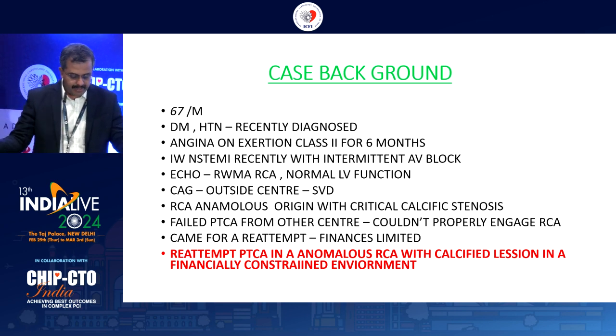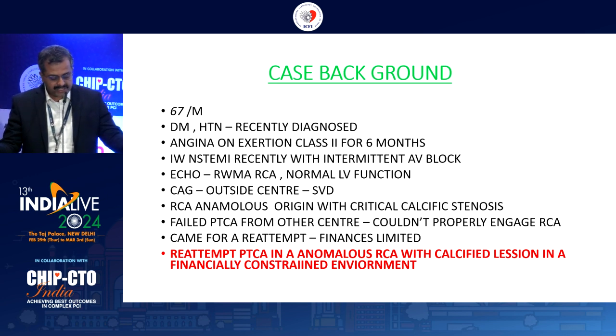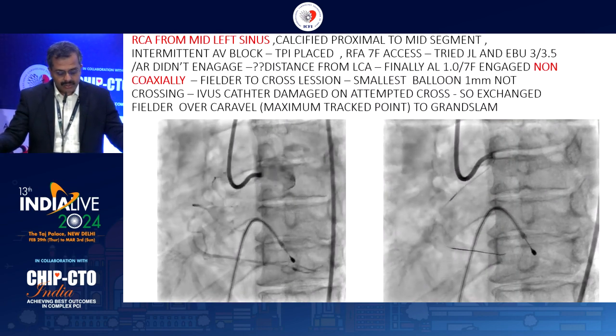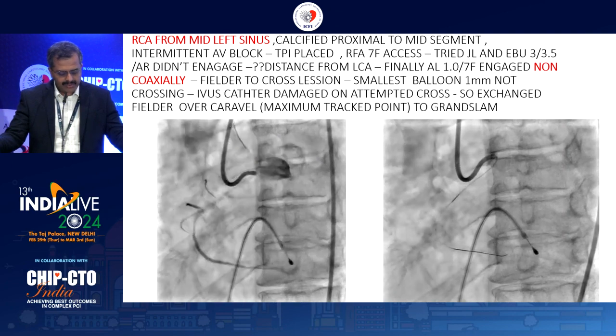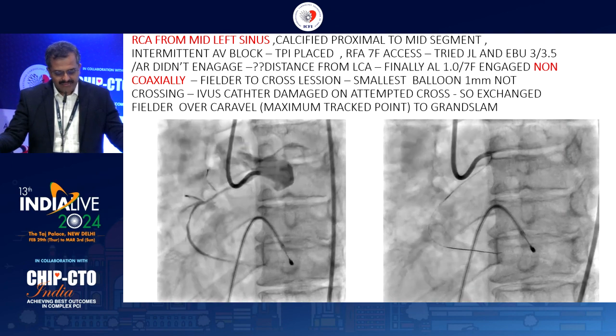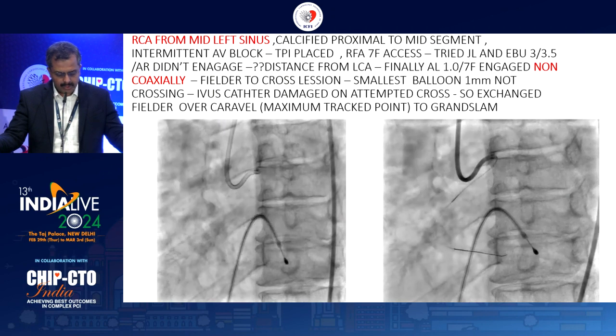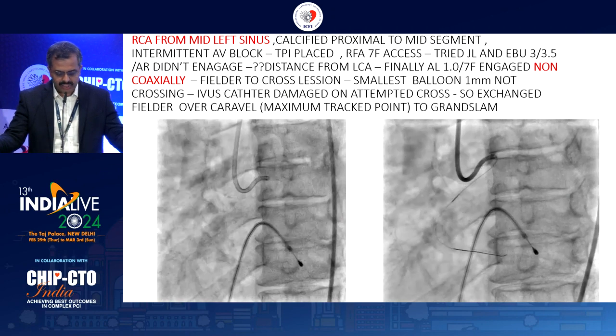So he came for a reattempt PCI in anomalous RCA with a calcified lesion, and they already had financial constraints because they had exhausted some finance at the first center. So this was the angiogram. RCA was arising almost from the mid left sinus, calcific in the proximal to mid segment, with intermittent AV block, so a temporary pacing was put in, right femoral access, 7 French.